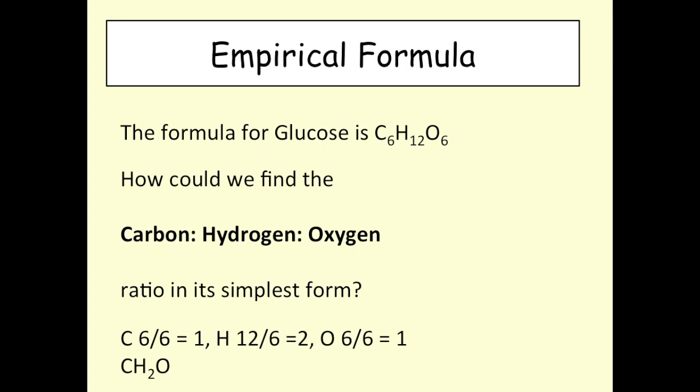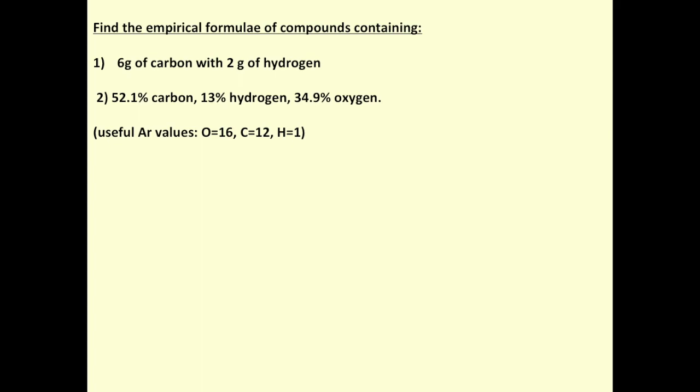Now let's look at a more likely question, and that's when we're not given the formula to take it down to the empirical formula, but we're given the masses. So in order to do that, we first need to turn these masses into moles. So let's look at the first question. We've got 6 grams of carbon reacting with 2 grams of hydrogen. What is the empirical formula? So the first thing we need to do is turn that into moles.